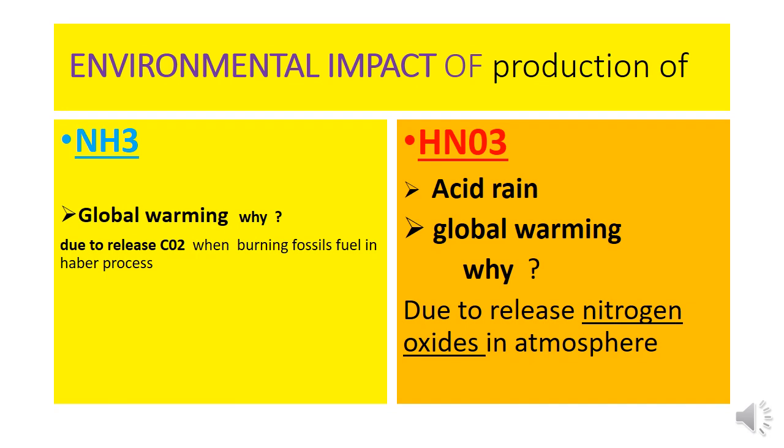We are going to see the environmental impact of production of ammonia and nitric acid. For ammonia, it is global warming. How? Burning fossil fuel produces carbon dioxide, which is a greenhouse gas. This causes global warming. Nitric acid causes acid rain and global warming due to release of nitrogen oxide in the atmosphere.